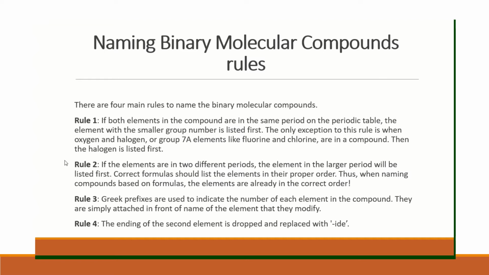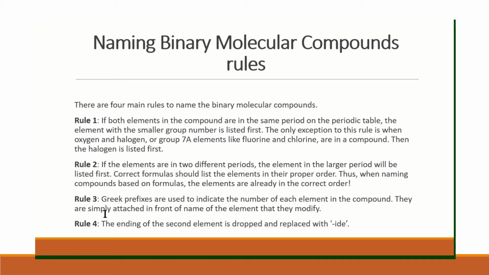Rule number 2, if the elements are in two different periods, the element in the larger period will be listed first. Correct formulas should list the elements in the proper order. Thus, when naming compounds based on formulas, the elements are already in the correct order.